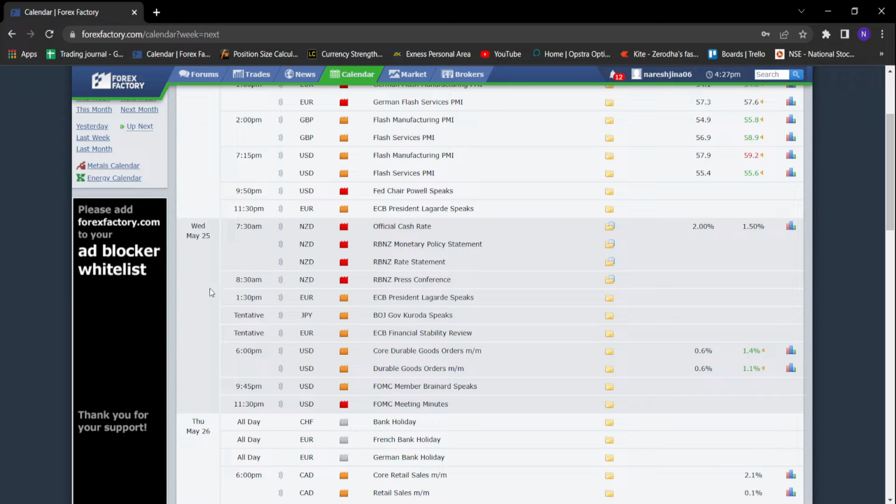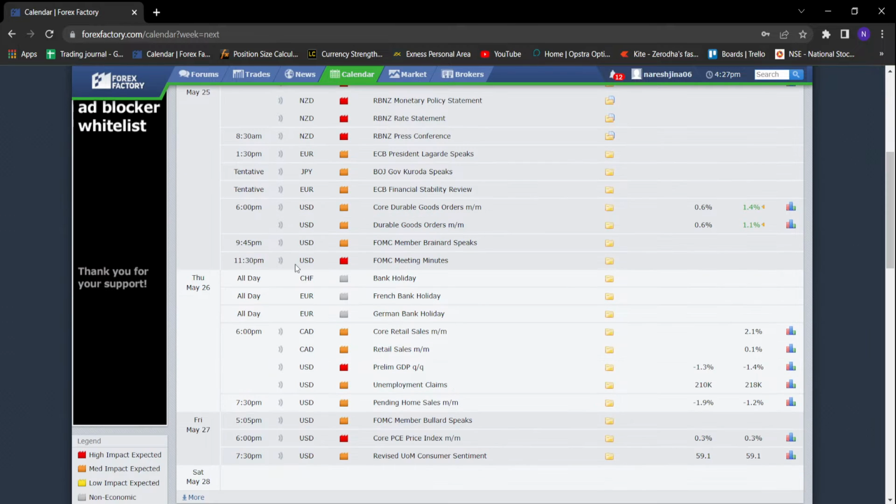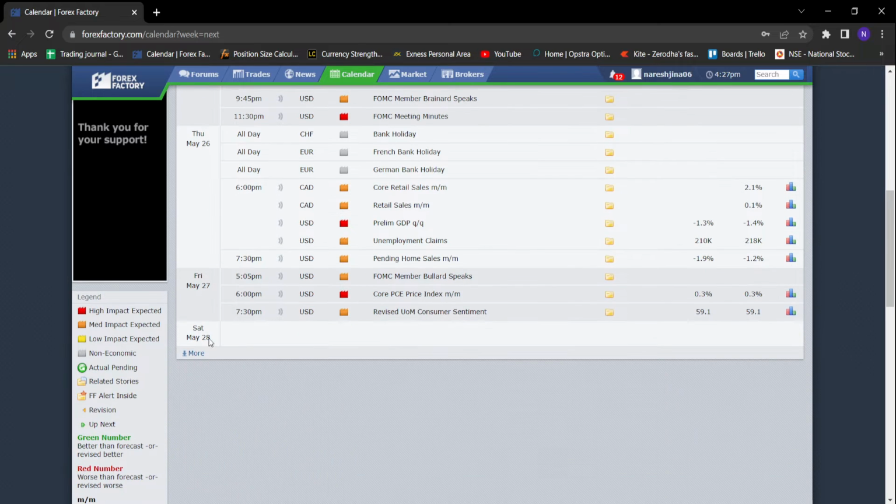On the 11th, Wednesday, we also have the FOMC meeting for USD, and we have a holiday for Euro and CHF, so we will not have a lot of volume for those pairs. Try to avoid those pairs on Thursday as well, guys. On Thursday we have GDP data for USD, and on Friday the price index data is coming for USD.